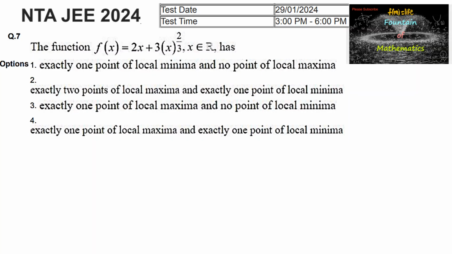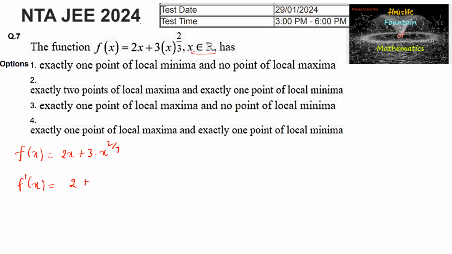The function f of x is equal to 2x plus 3 times x to the power of 2 by 3, where x is a real number. We need to identify how many points of local minima or maxima this function has, if existing. So let us differentiate the function.